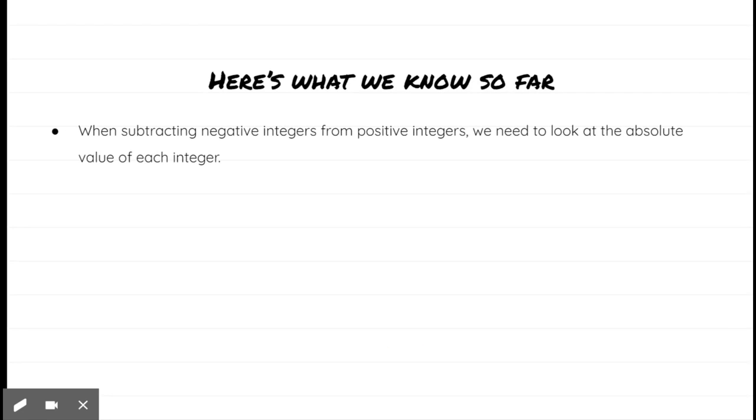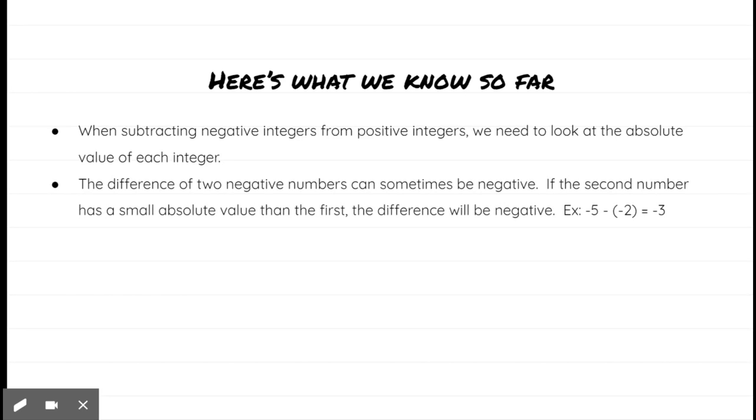So let's talk about what we know so far. When we subtract negative integers from positive integers, remember we really need to look at the absolute value of each integer, right? We're looking at how far away that number is from 0. And the difference of two negative numbers can sometimes be negative. Not always. If the second number has a smaller absolute value than the first, then the difference will be negative. So we have -5 minus -2 equals -3.